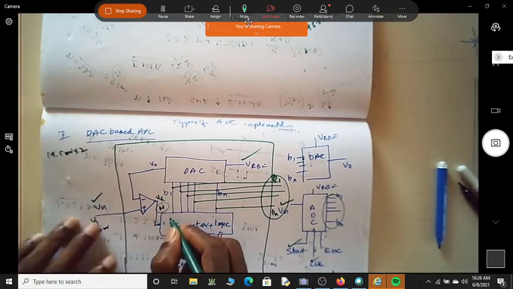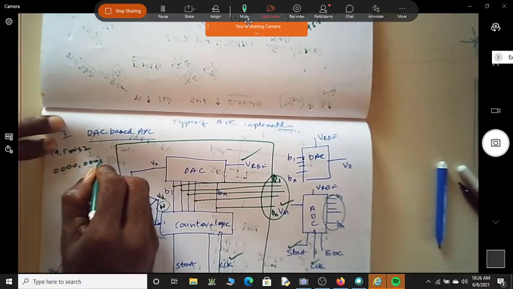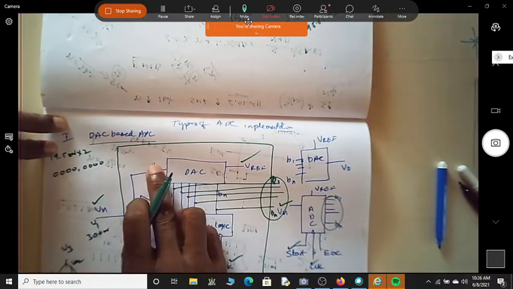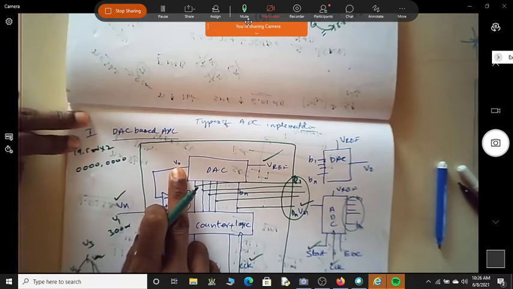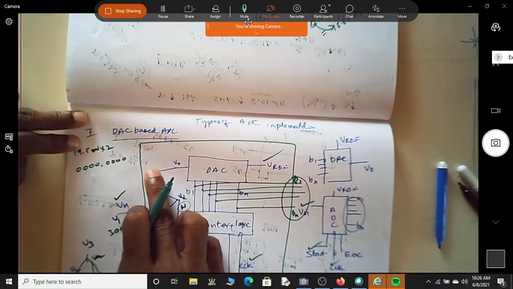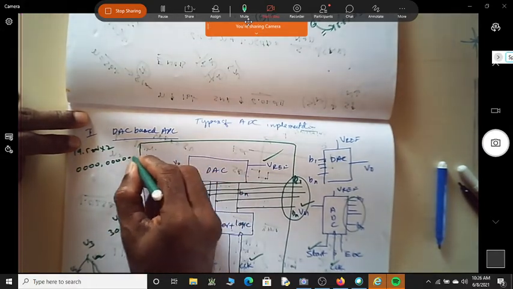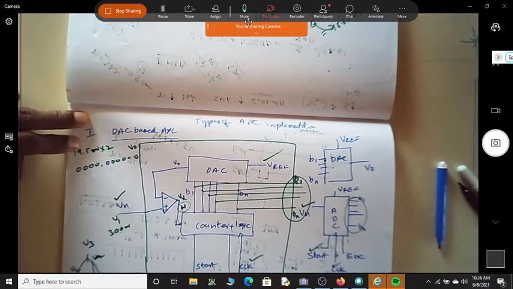Because the counter is initially 0, 0, 0, 0, corresponding to that, what is this V0 voltage? This counter is 0, 0, 0, 0. Then what is the output voltage? Is it 0 for that? So the output voltage, V0, is 0.